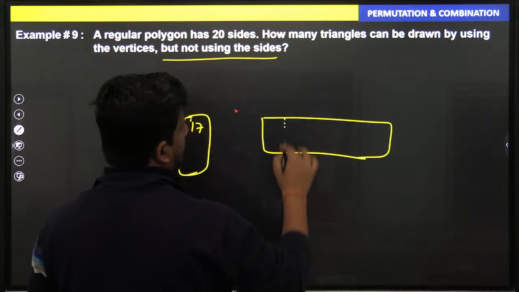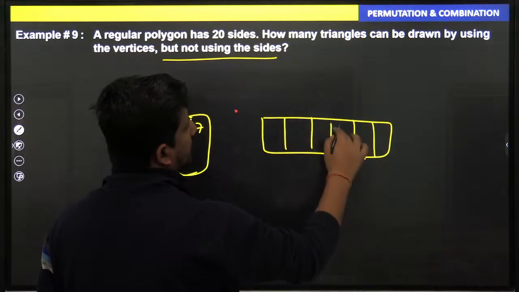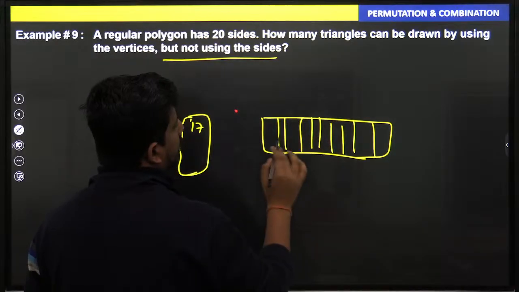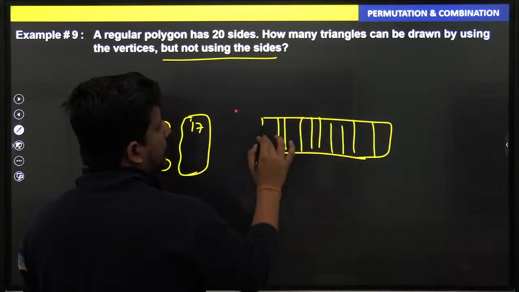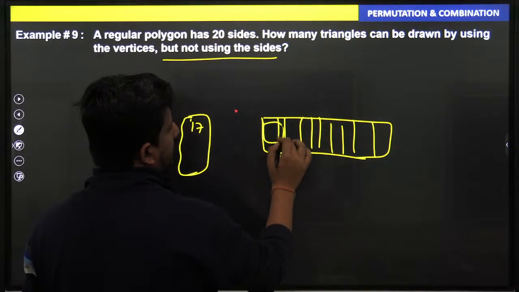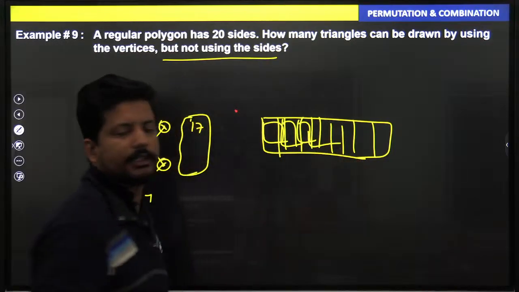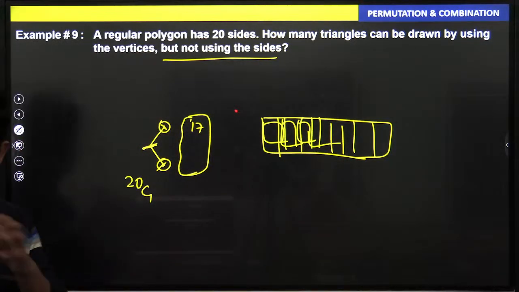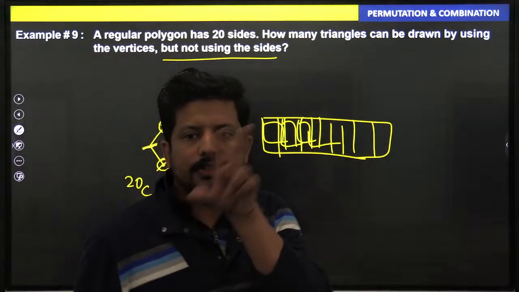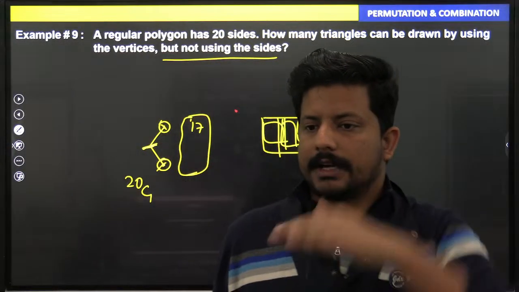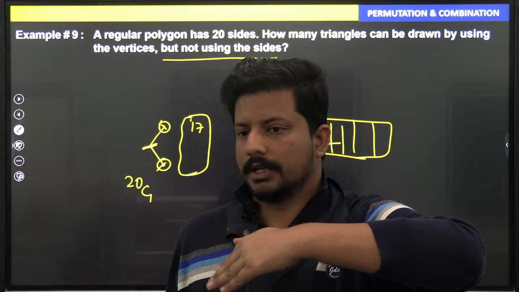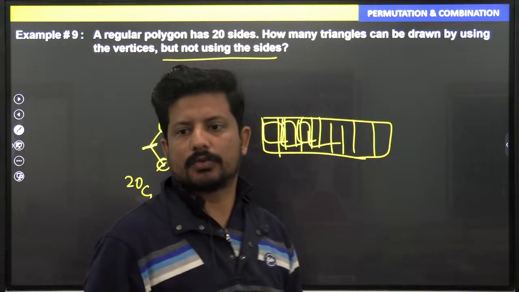Okay, and in this 17 also, you do not select two consecutive, means either this one, either this one, or either this one. Now, you do not need to select two consecutive. If you select two consecutive, then again one line becomes there. Yes or no? So you do not select two consecutive.